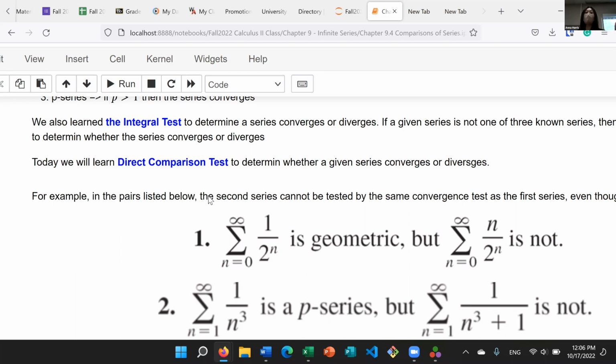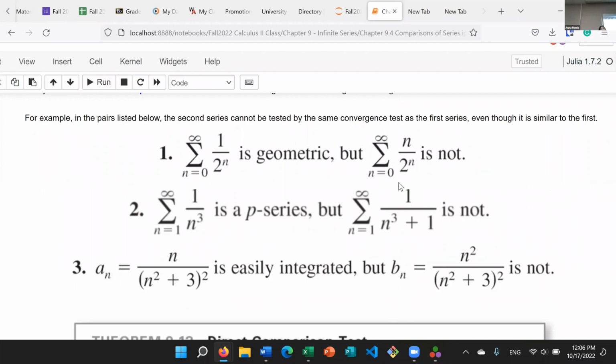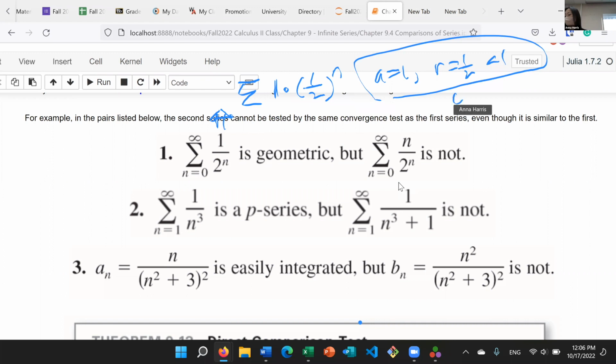So the direct comparison test means, this is a good example, look at this. It's a geometric series. Okay, rewrite this problem as a geometric series that you will recognize. Can you rewrite this as what? 1 times 1/2 to the N. That's how you can rewrite it. Then you're gonna say A is equal to 1, R equal to 1/2, which is less than 1, then you know it's what? This series converges. Do you see that? So you're gonna use this, the geometric series, to figure out what this is.